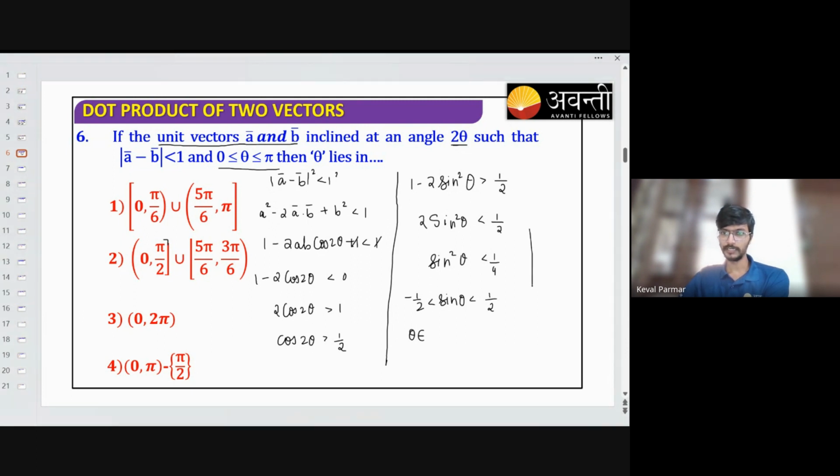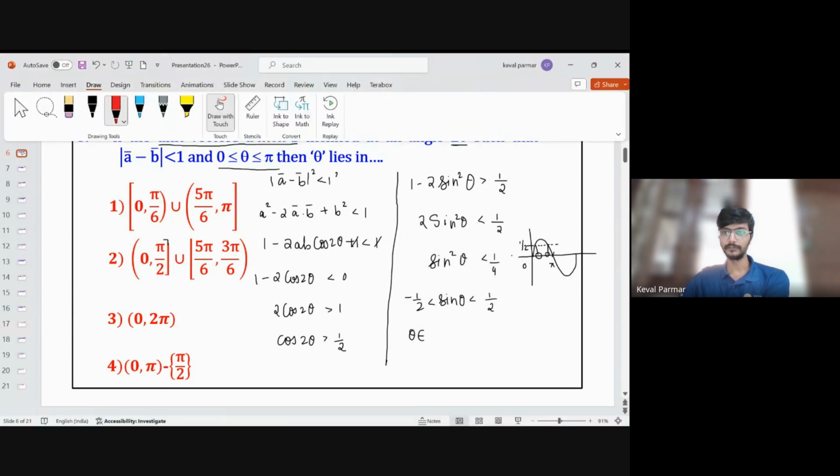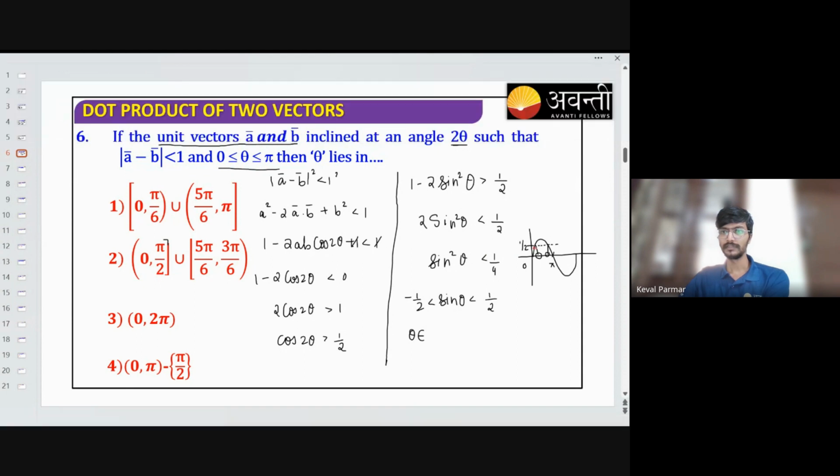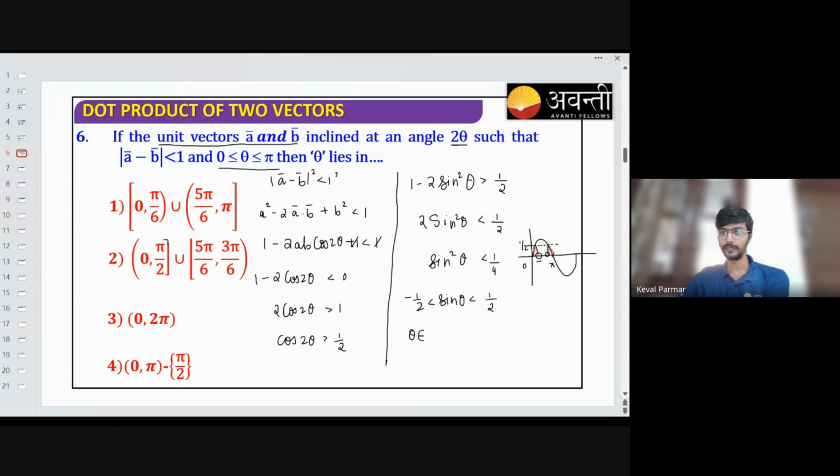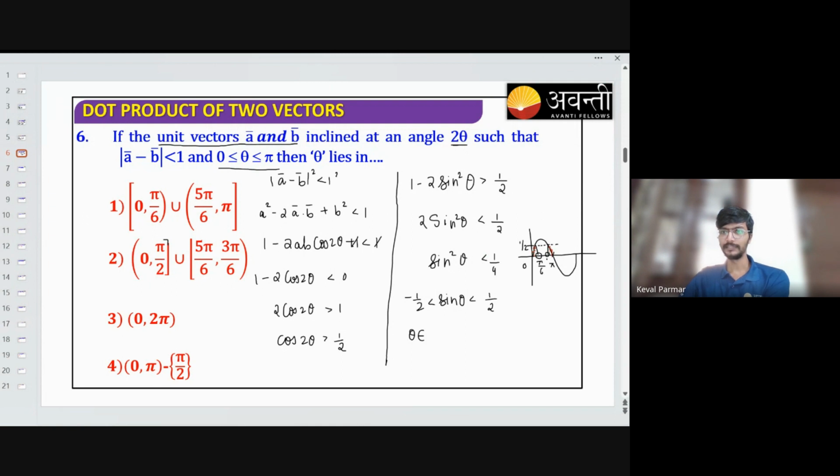You can also see from the graph, guys, if you didn't understand this. This is 0, this is pi. Let's say this value is half. So I need to find these points. So my answer will be this, the red highlighted area. Correct. So the red highlighted area is, this point is pi by 6 and this is 5 pi by 6.